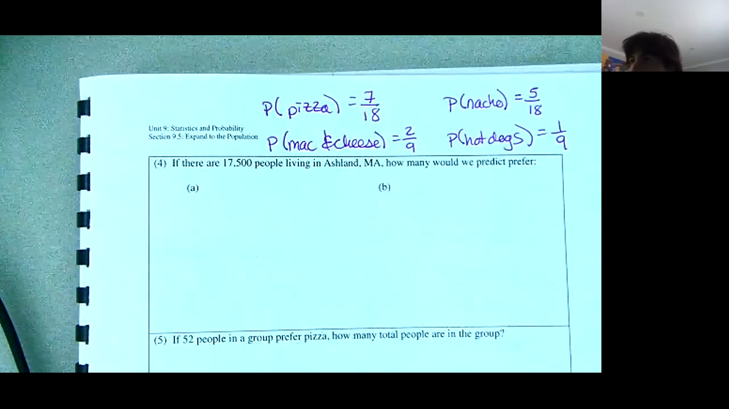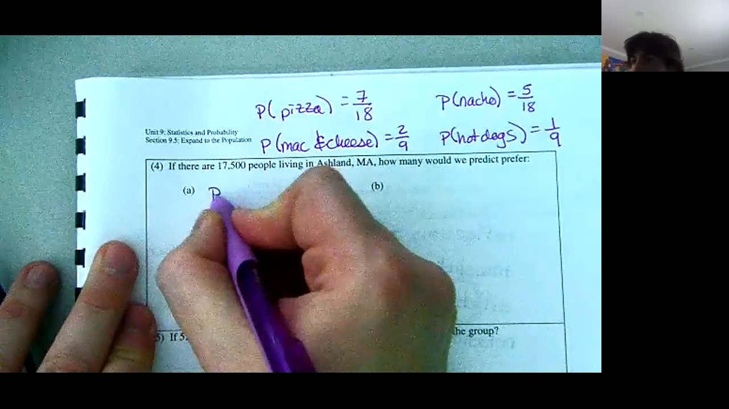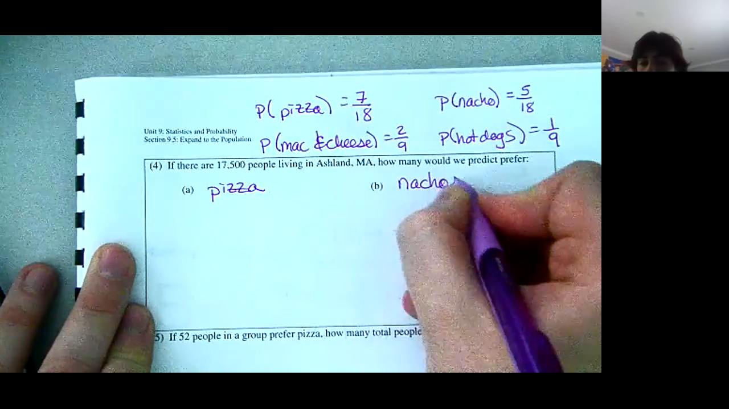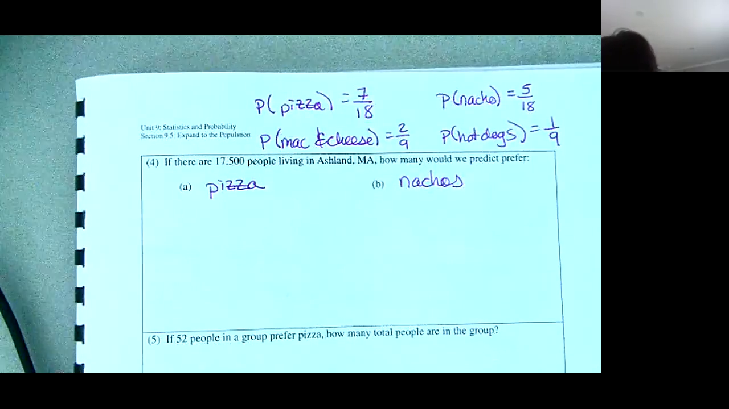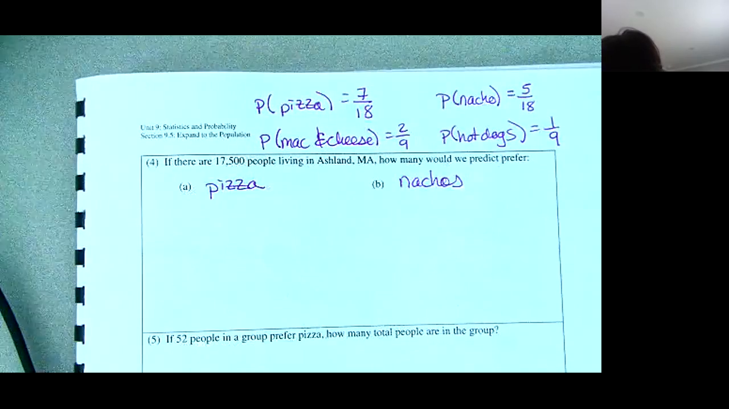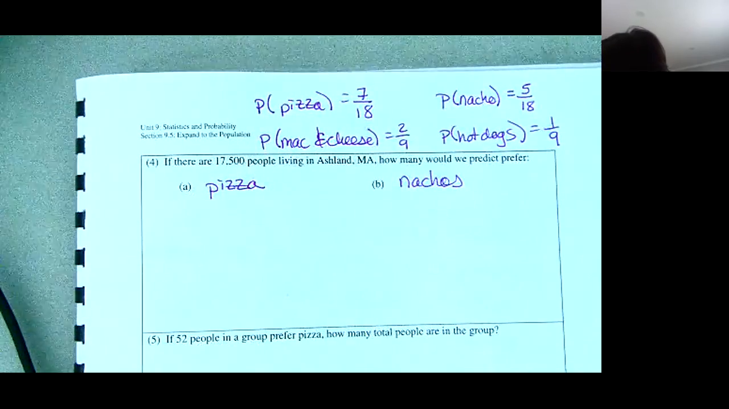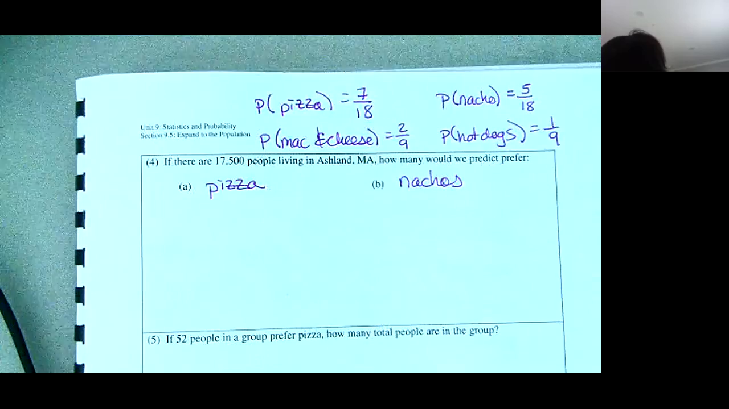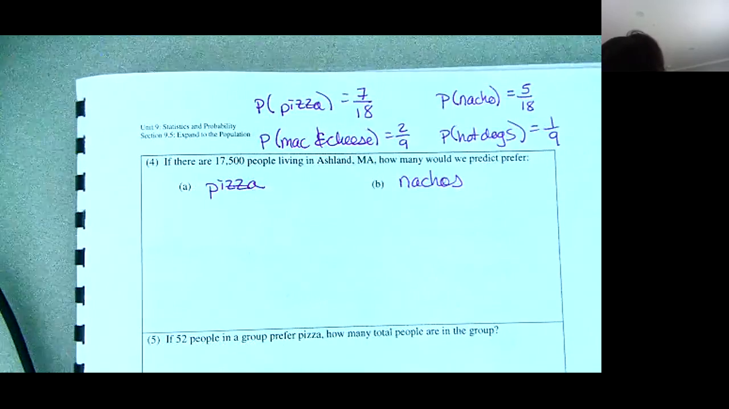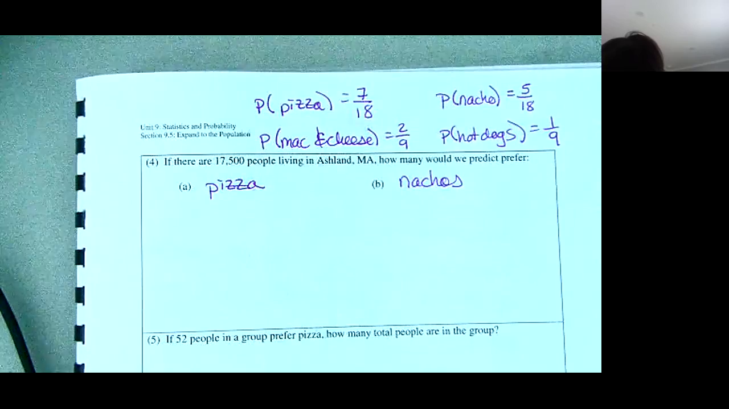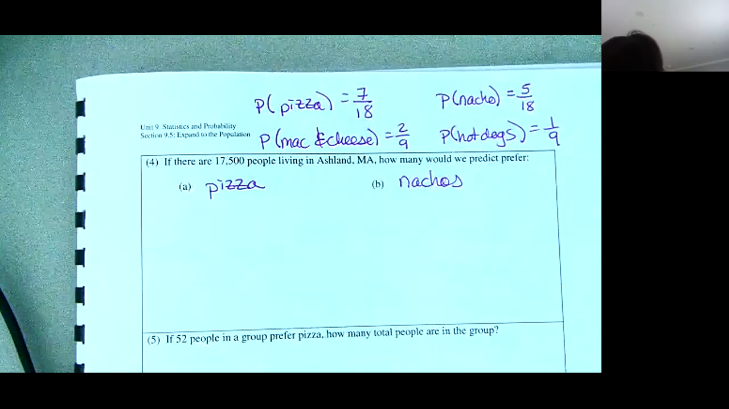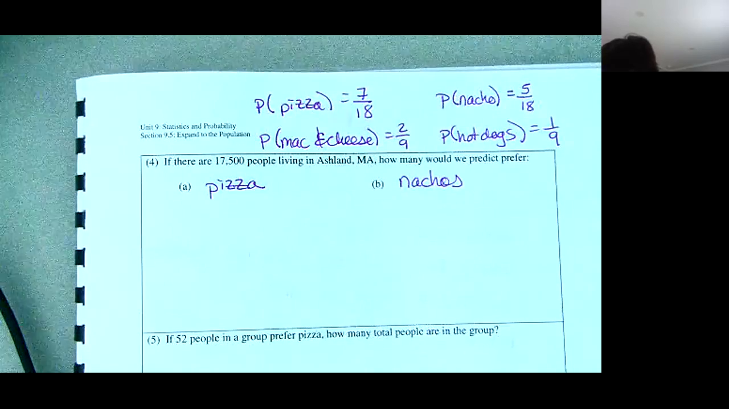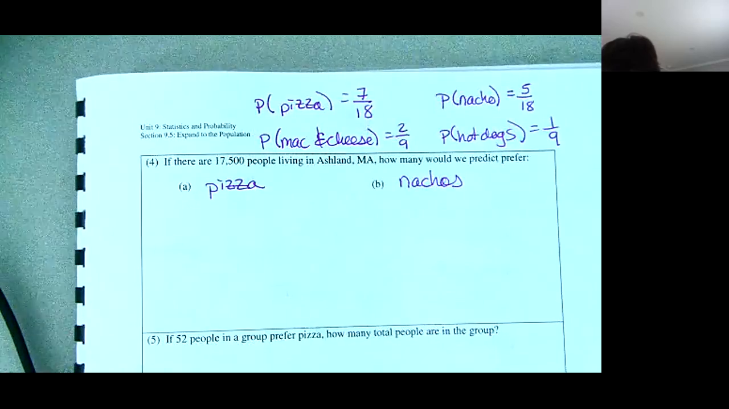You guys are going to go and predict things about everyone in Ashland. I want to know if that group of 18 is representative of the whole town. How many people in Ashland do you think prefer pizza? How many prefer nachos? I'm pretty sure 17,500 is just about right for the total number in here. Yeah, we're about there. See if you can set things up. Do not go on to 5 yet, because 5 is going to be a little different.